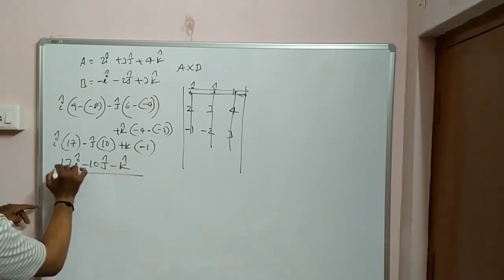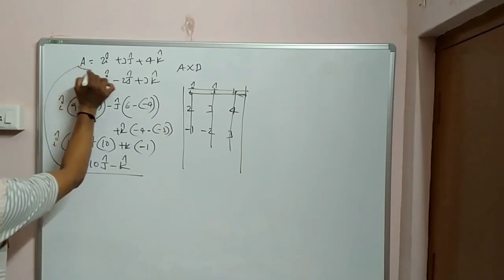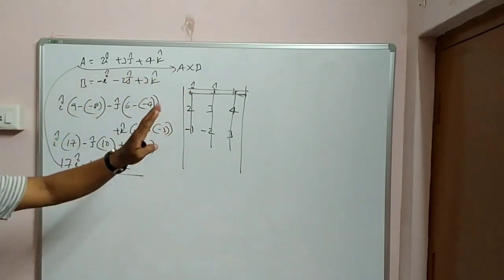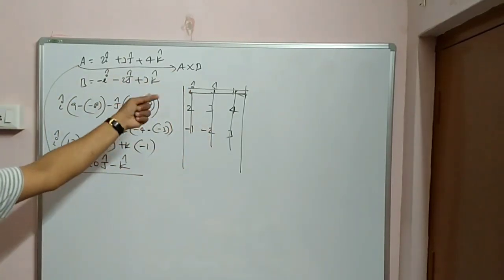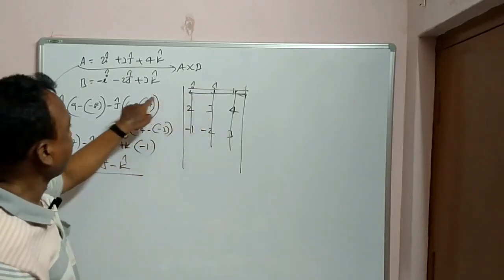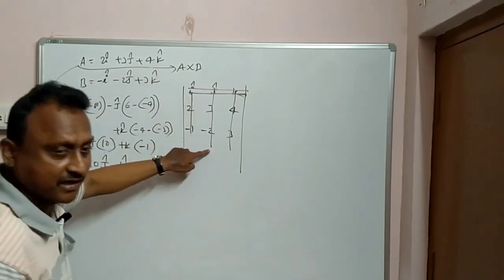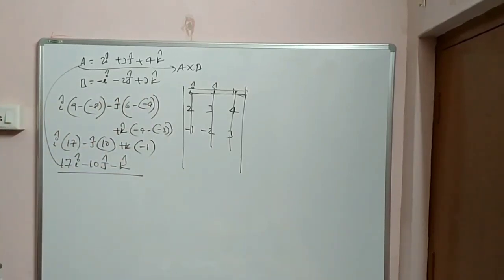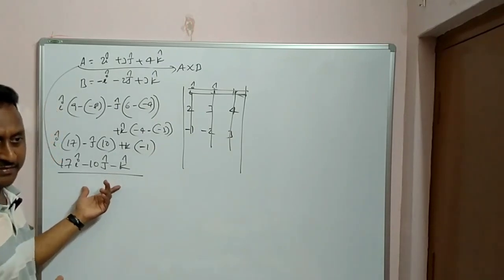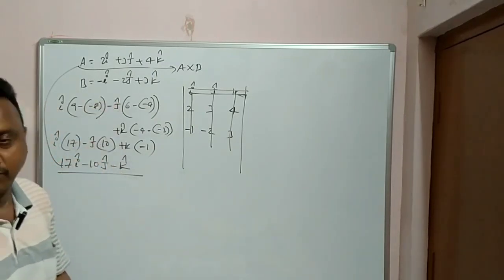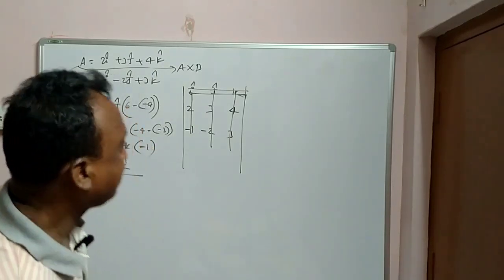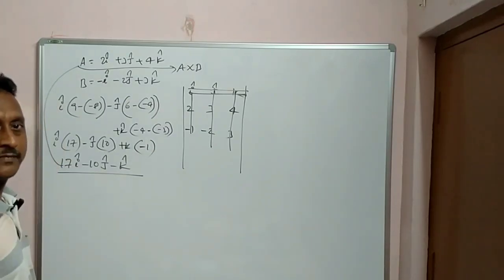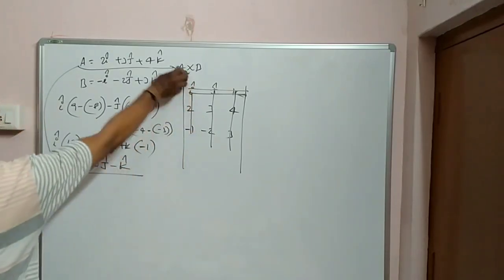This is the result of A cross B. Suppose if I ask you B cross A, then first you have to write the B elements and then below them the A elements. So this is how you can find it using the determinant method. You can directly apply your properties, or by using the determinant method in mathematics, you can calculate the value of A cross B. Clear? Please note down.